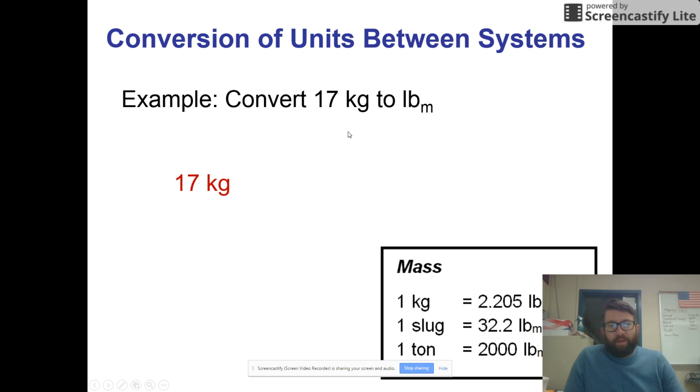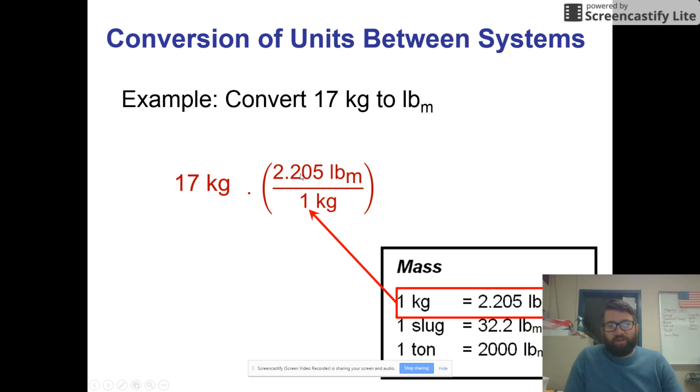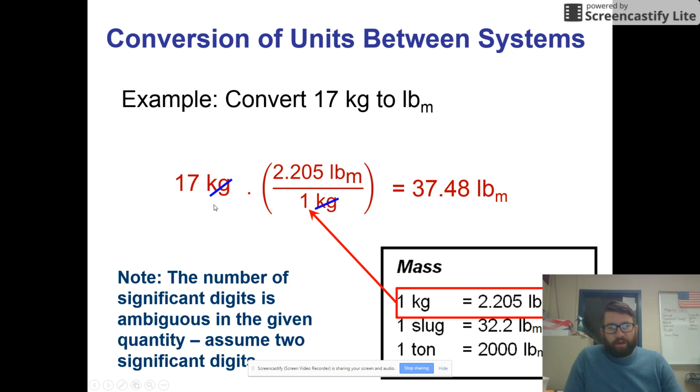All right, how about pounds to kilograms, or kilograms to pounds? So I'm going to use 1 kilogram equals 2.205 pounds. And so I'm going to take my conversion factor, make sure my pounds, the unit that I want, is on the top, and the unit that I want to get rid of is on the bottom. So again, I'm going to multiply here. 17 times 2.205, the kilograms cancel, and all I'm left with is 37.48 pounds. The number of significant digits is ambiguous. Again, we're not worried about that.